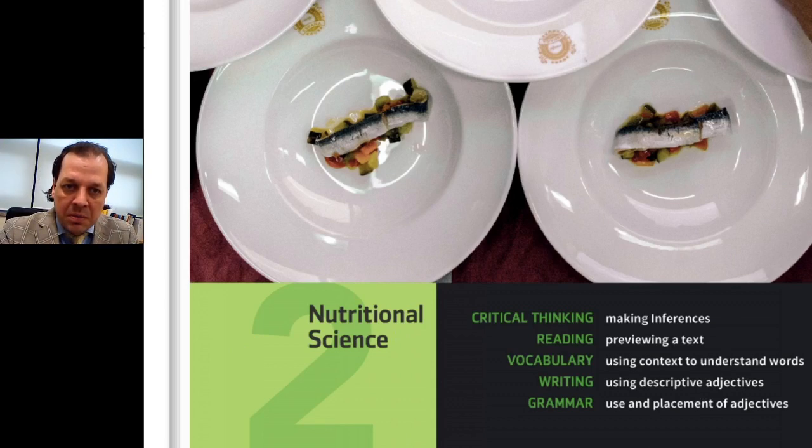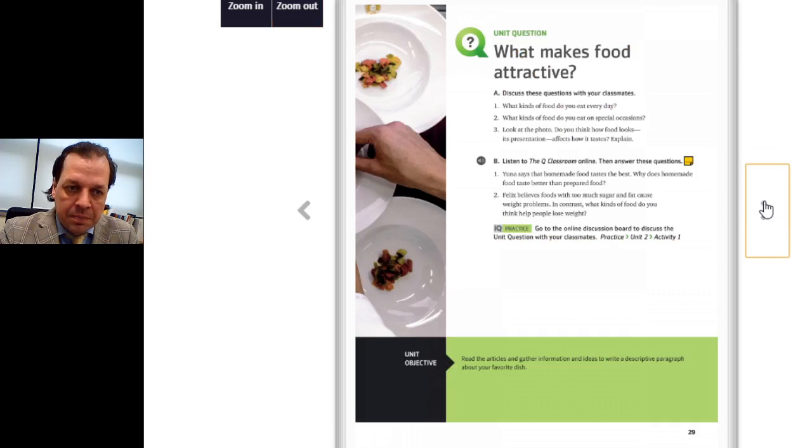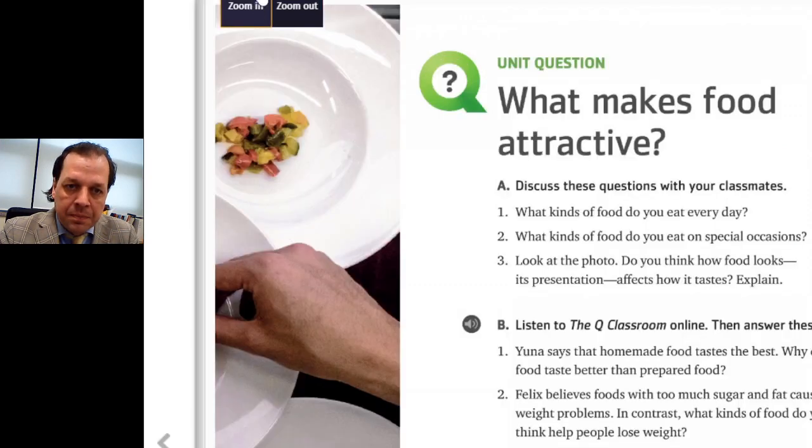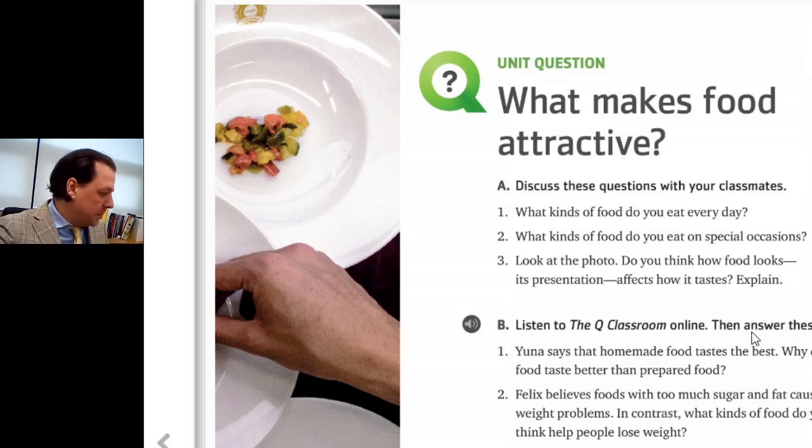Let me just zoom out for a second. Alright, and the first thing we see is the unit question. What makes food attractive? Now, attractive just means pretty or tempting or handsome, gorgeous, whatever you want to call it. But what draws us to it?